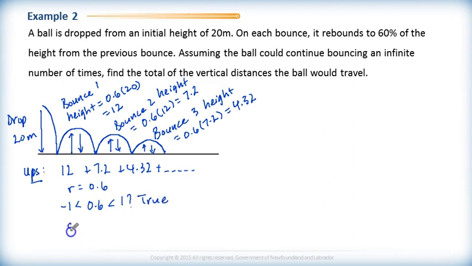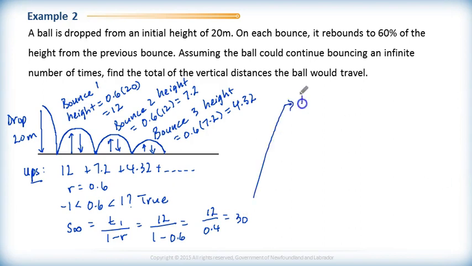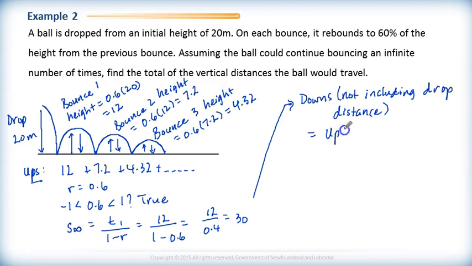S sub infinity is equal to term 1 over 1 minus r. So term 1 is 12 over 1 minus the r value, that's 1 minus 0.6. That's 12 over decimal 4, which is actually 30. Remember the downs, not including the drop distance. That equals the distance traveled on the ups, so that's another 30.